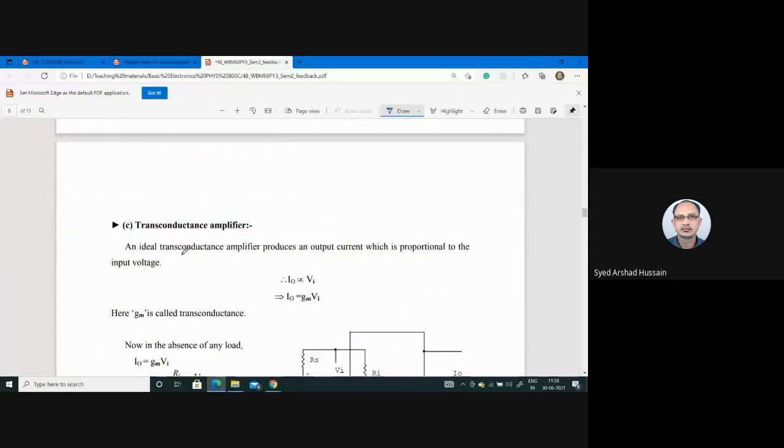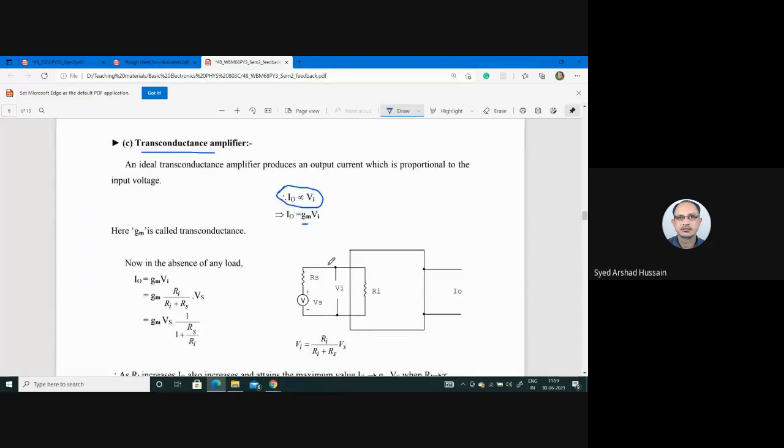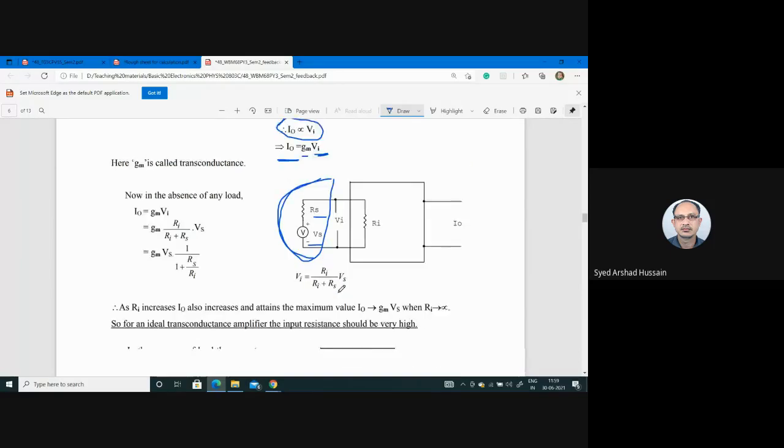Now the transconductance amplifier. In a transconductance amplifier, output current is proportional to input voltage, and Gm is the proportionality constant. We say it's the transconductance of the amplifier. Since in the input part we have voltage, we will use Thevenin's theorem, voltage and resistance in series, and then we will analyze.